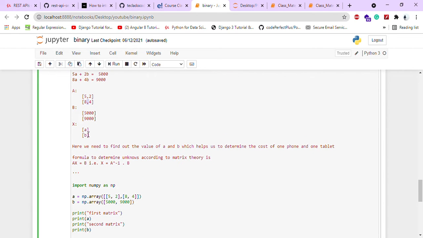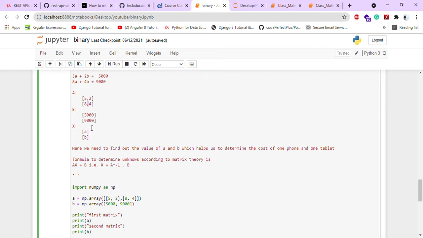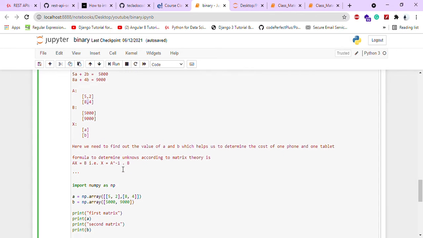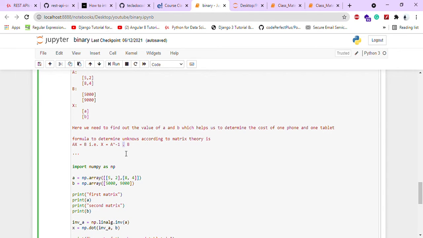So a comma b is also single dimension. You can directly use x and y, it's up to you, but it is better to use a comma b because we already have an x in our formula. Now to determine the value of phone and tablet, I just used one formula, the matrix theory formula, as I already know: capital X equal to A inverse dot B. Here the dot is not for multiplication, it is a dot product. Hope you know what the dot product is, multiplying the row into column.